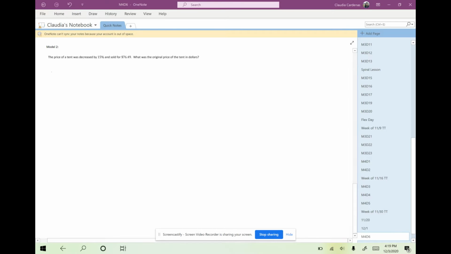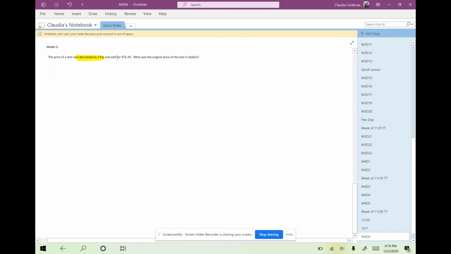All right, so let's take a closer look sentence by sentence. We know that the price of the tent was decreased by 15%. Because it's not saying specifically that it is 15%, it's not going to be our specific percentage that goes into the equation. We're going to come back to it in a bit and talk about a similar process that we did in the first problem. So let's hold on to that.